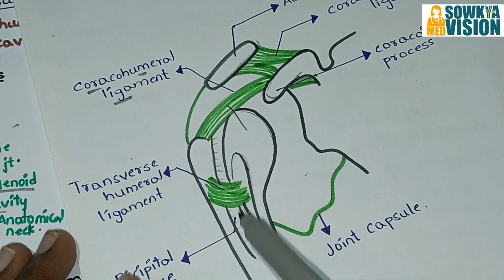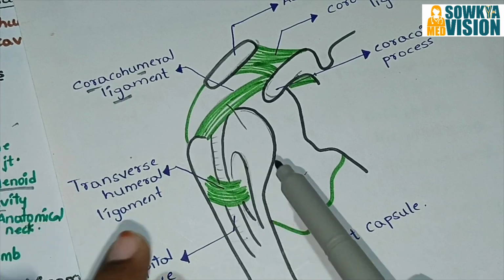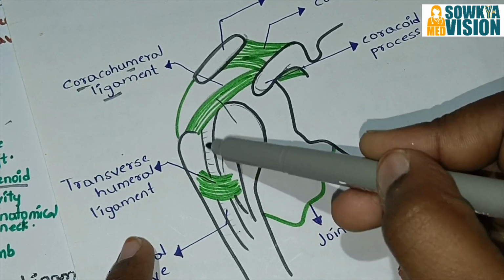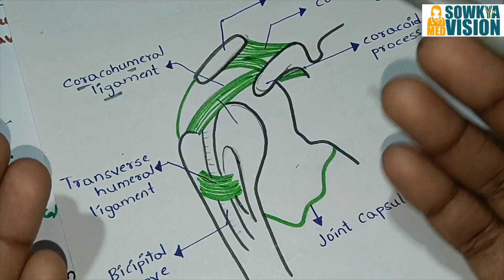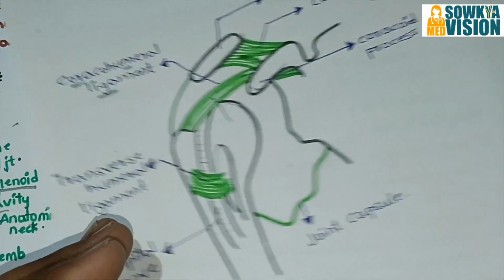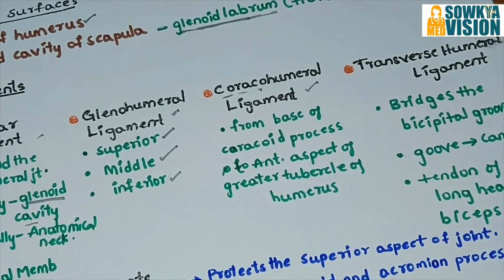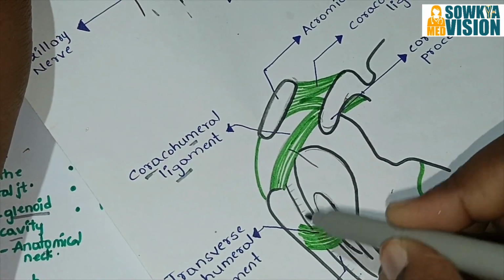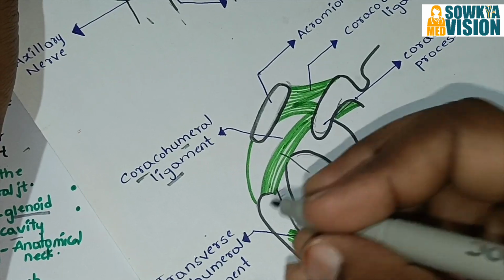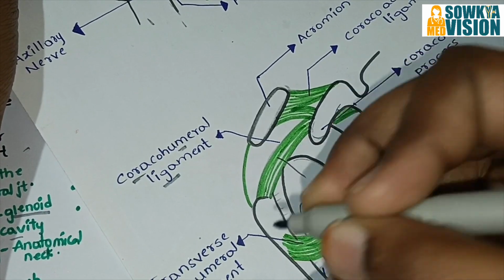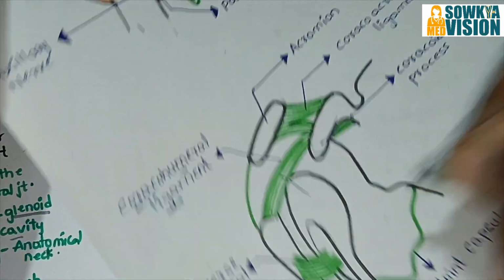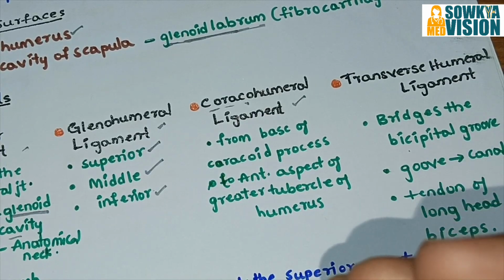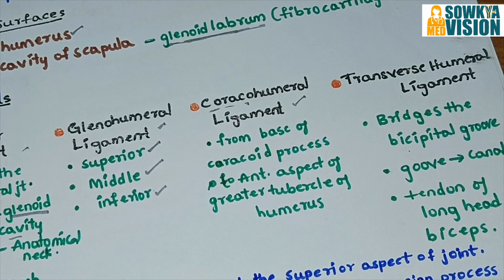Yes, this is a bicipital groove and these are the tubercles, whereas this transverse ligament is converting this bicipital groove into a canal. See, it bridges the bicipital groove. As I said, it bridges. Bridges means what? It passes above the bicipital groove. So the groove is converted into a canal. As it crosses the bicipital groove, the groove is converted into a canal to pass some structures.